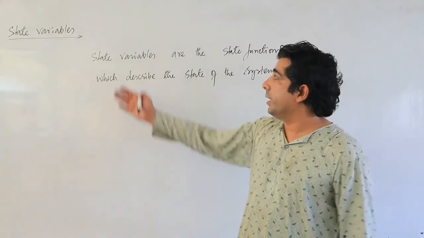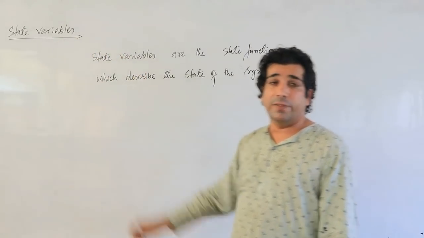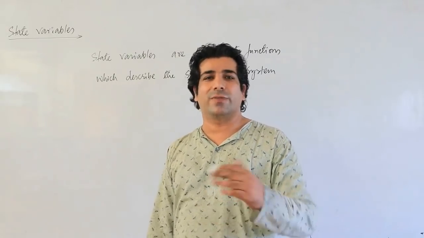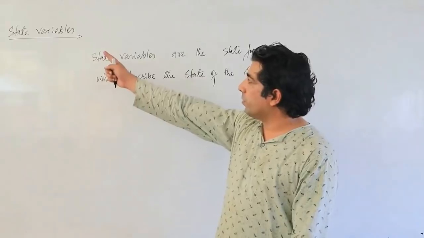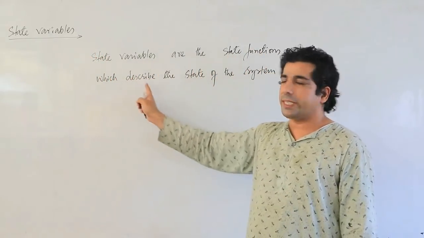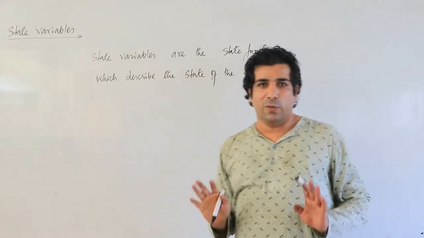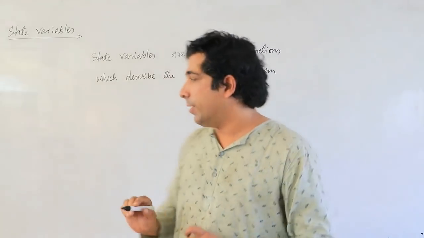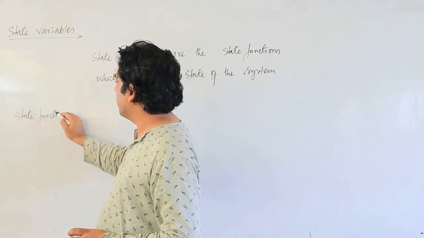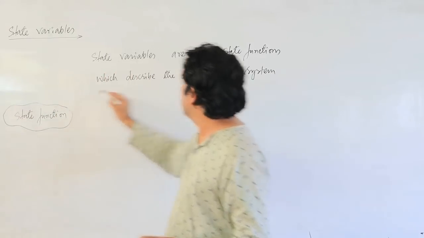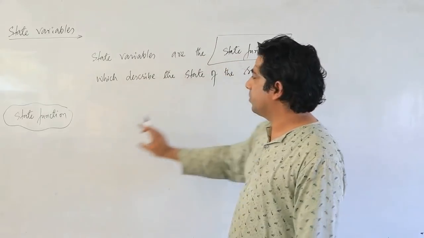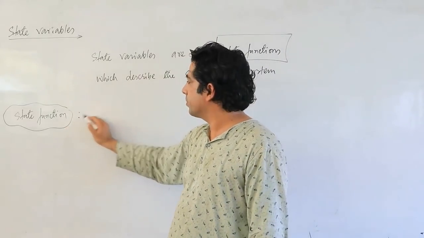So dear friends, state variables you have now understood, and you have also understood the state of a system, which depends upon the state variables. I have written that state variables are the state functions which describe the state of the system. We have explained it very clearly. Now let us talk about what a state function actually is. I told you that state variables are the state functions. So let us understand what a state function is.